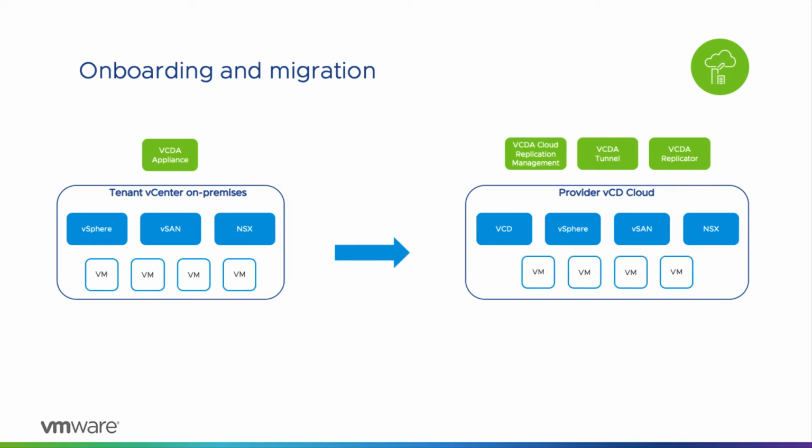To accomplish that, cloud providers have to supplement their existing Cloud Director setup with a VCDA tunnel, a replicator, and Cloud Replication Management, which also includes the VCDA admin portal. And in terms of tenants, the only requirement is to deploy the VCDA appliance with the proper settings. Of course, they can do that by themselves as a self-service, or the cloud provider can offer it as a managed service. Once all this is done, the relevant workloads can be seamlessly migrated to the cloud.